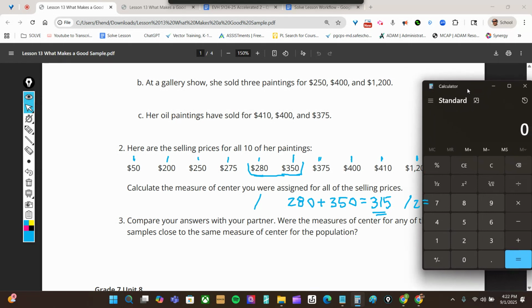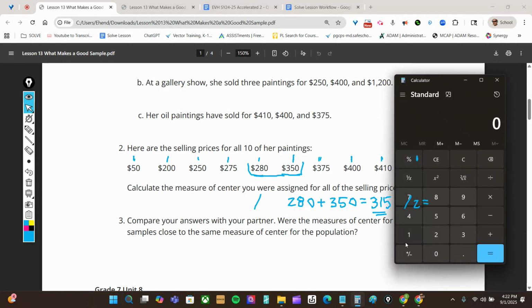All right, make sure we get all these numbers here. So we start with 1200 plus 410 plus 400 plus 375 plus 350 plus 280 plus 275 plus 250 plus 200 plus another 50 equals 3,790. I'm going to do it again, double check.